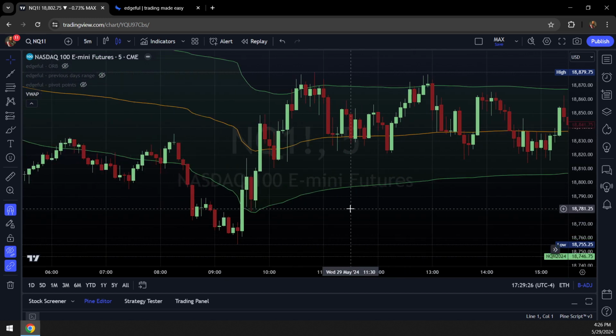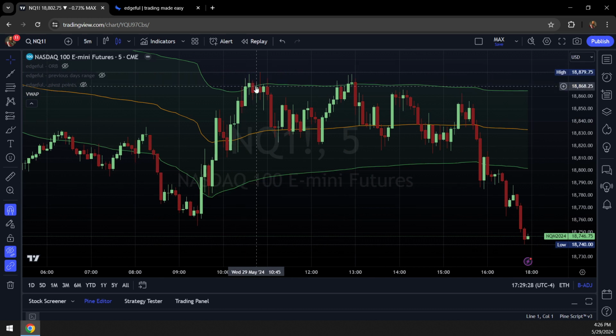So when I talk about the outer VWAP band, notice where we rejected. Right here both times. Pushed and couldn't get out of that outer VWAP band. Right down here we were well below it. We reclaimed it and went.